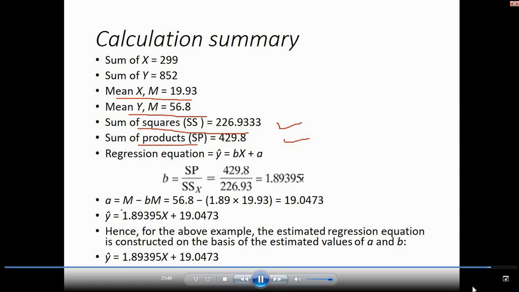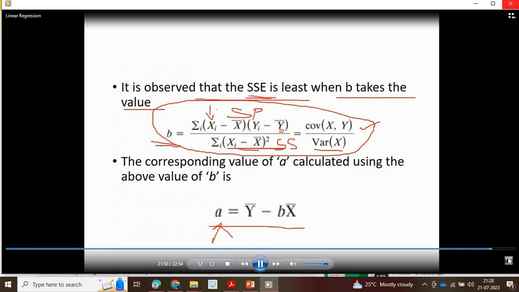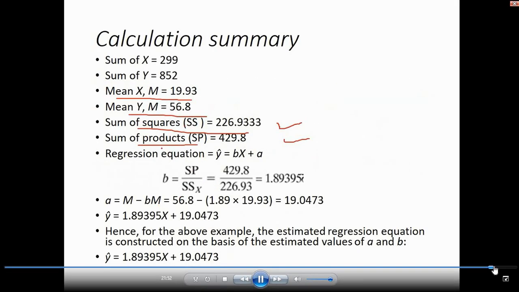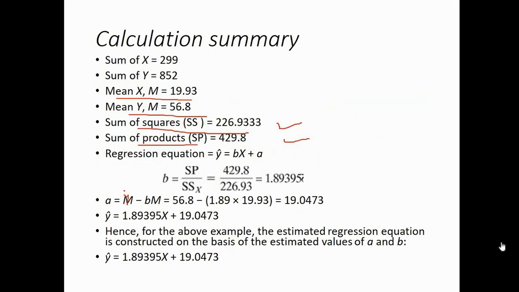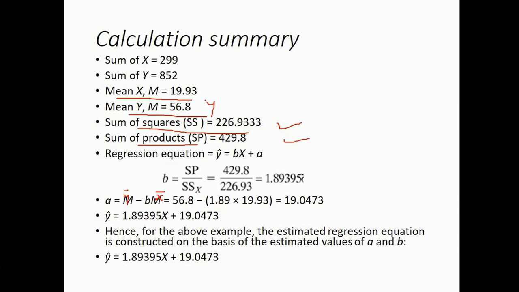From this 1.89, we will calculate a. The value of a is computed as y bar minus b into x bar. Here there is a mistake. This is y bar minus b into x bar. So we are computing: what is y bar? The value of y bar is 56.8. This is x bar, 19.93. So 56.8 minus the value of b computed, 1.89, multiplied by this x bar. We are getting the value of a as 19.04.